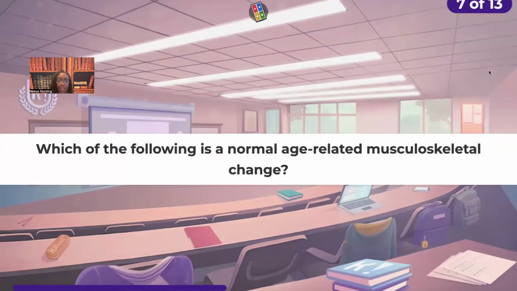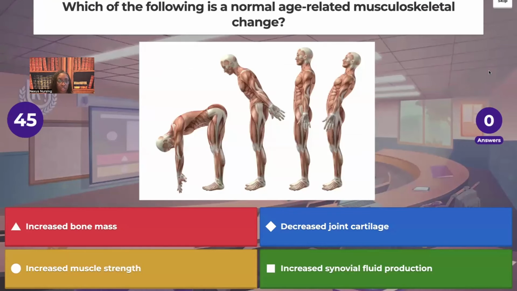All right, which of the following is a normal age-related musculoskeletal change that we see in the older adult? Would it be increased bone mass, decreased joint cartilage, increased muscle strength, or increased synovial fluid production?